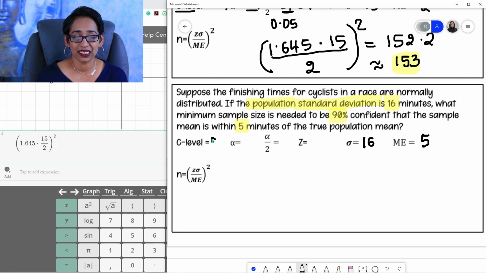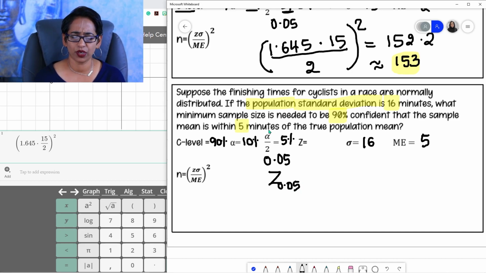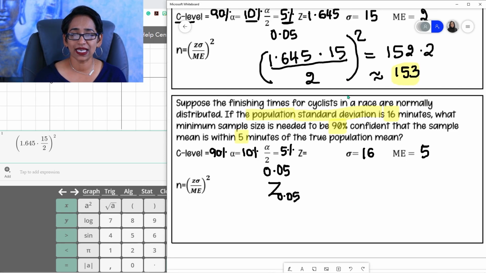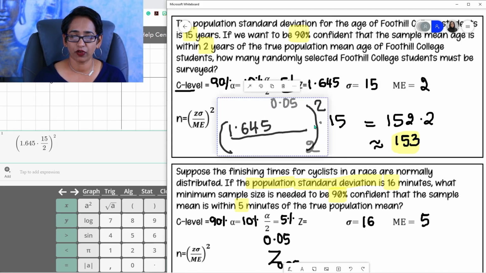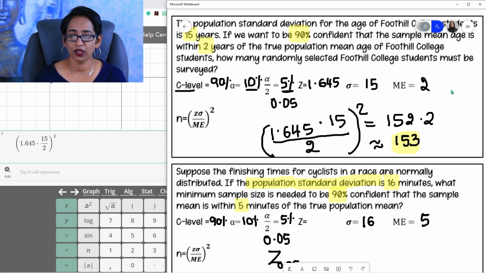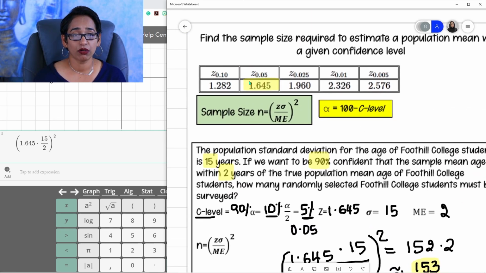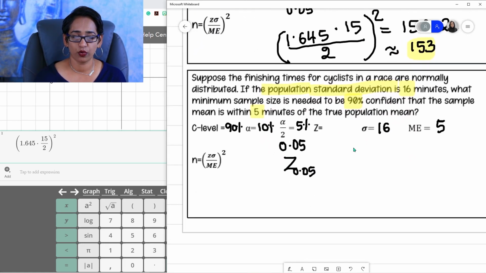My confidence level is 90%. That means my alpha is 100 minus 90, which is 10%. So my alpha over 2 is 5%. 5% in decimal, 0.05. So I'm looking for Z 0.05. I think that was the same thing in the previous problem. You will always have this chart. So Z 0.05 is 1.645. Okay? So I know it's 1.645.